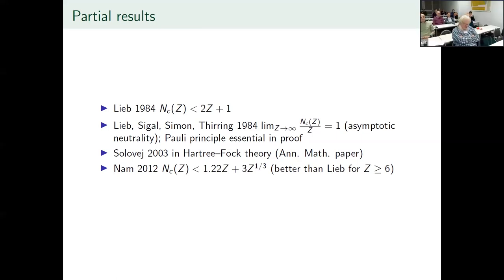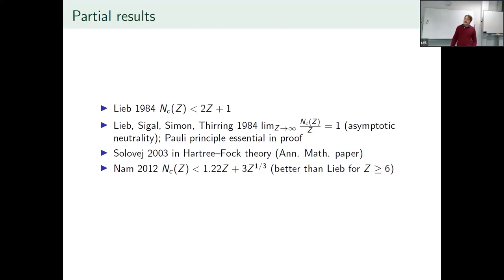Does it still assume point-like nuclei? Yes, it's for the case where everything is point-like and the nucleus has infinite mass. Yes. But there's a difference between the two, because Lieb's proof is actually quite simple. It's very clever, but it's quite simple. It's a three-line proof, directly from the Schrödinger equation.